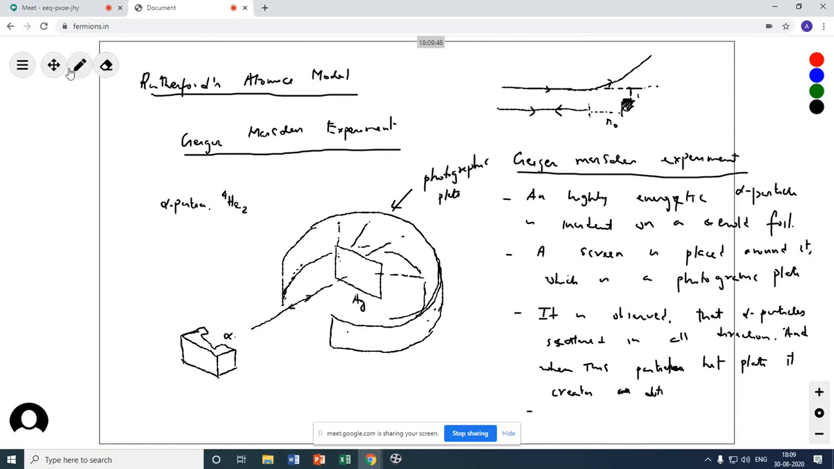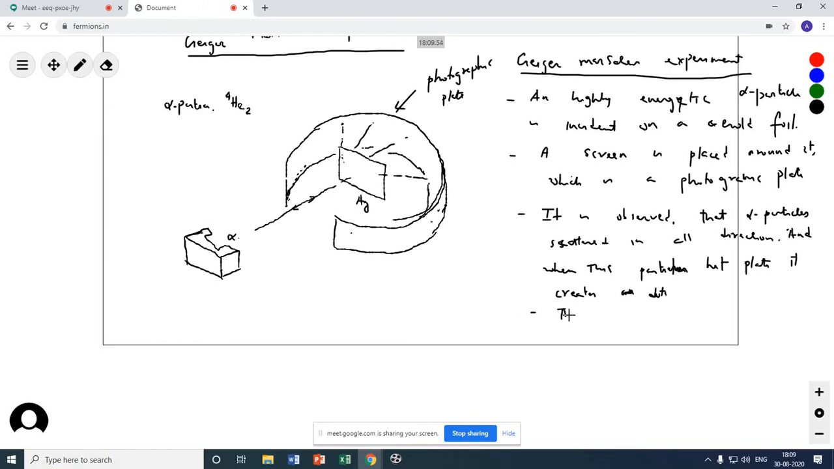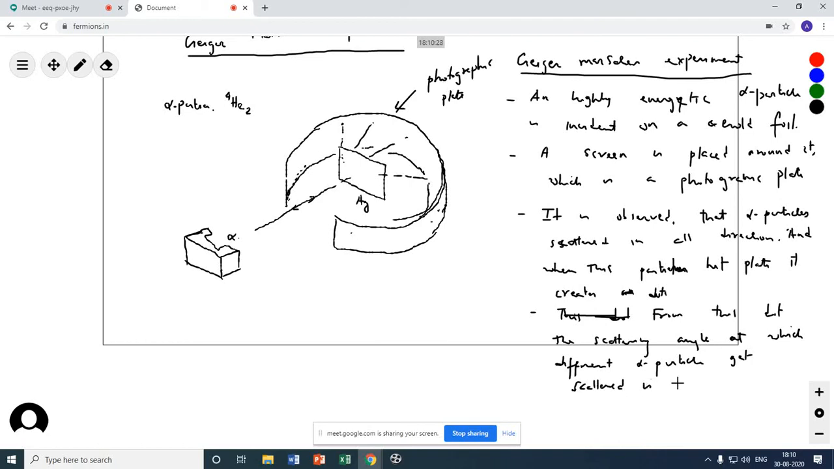When these dots are viewed, the scattering angle at which different alpha particles get scattered is measured, and a graph is plotted between the number of scattered particles and the scattering angle.